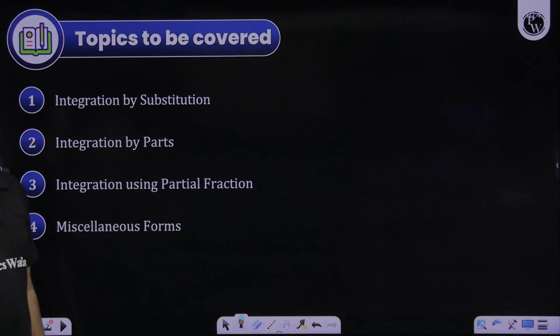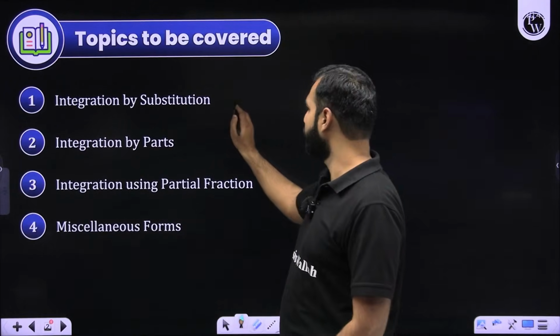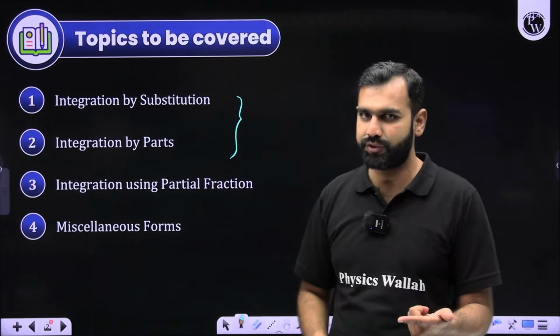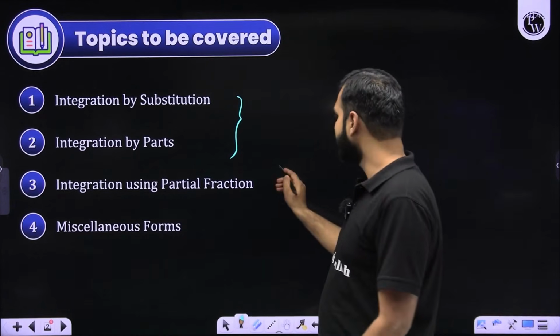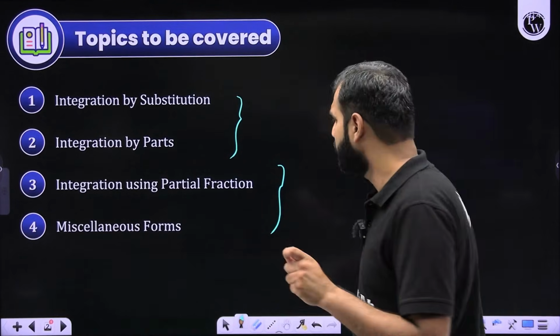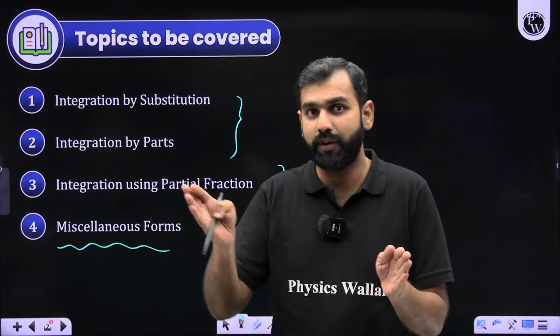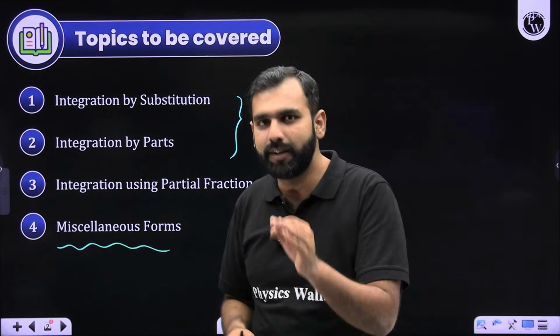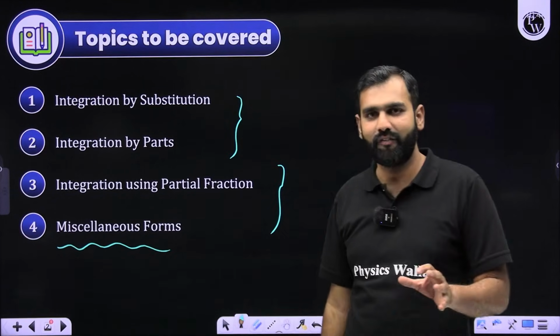This chapter is broadly categorized into 4 categories. The first 2 sections, which are integration by substitution and integration by parts, are simple and easy. But students get stuck here when they start solving questions based on partial fractions, and specifically the different miscellaneous forms, which we are going to understand in a very standard manner, in a very systematic manner. So yes, we'll go through everything in a very detailed manner.